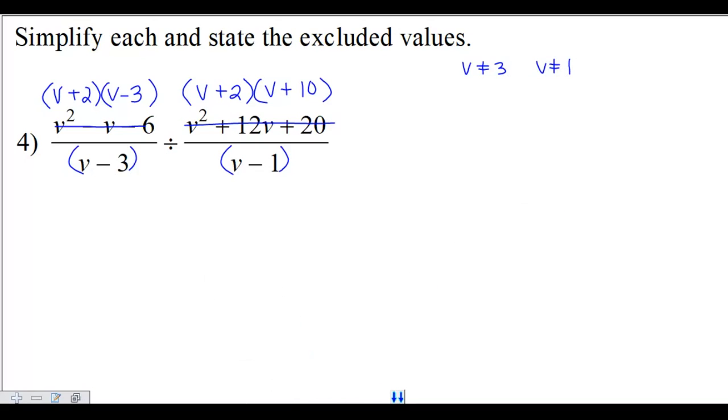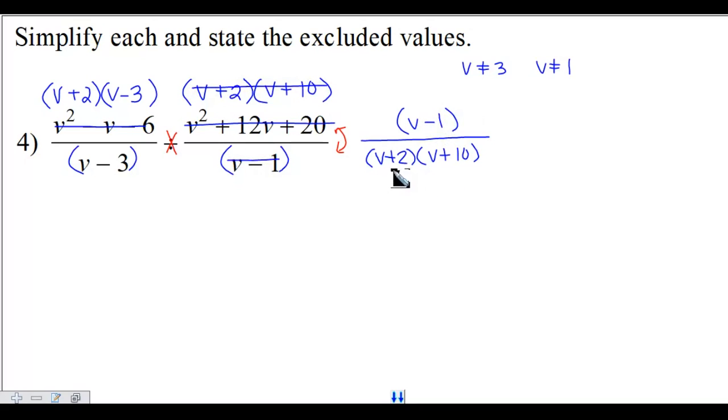It's time to turn this into a multiplication problem and to use our reciprocal. The v plus 2 and v plus 10 will come to the denominator, and the v minus 1 will go to the numerator.